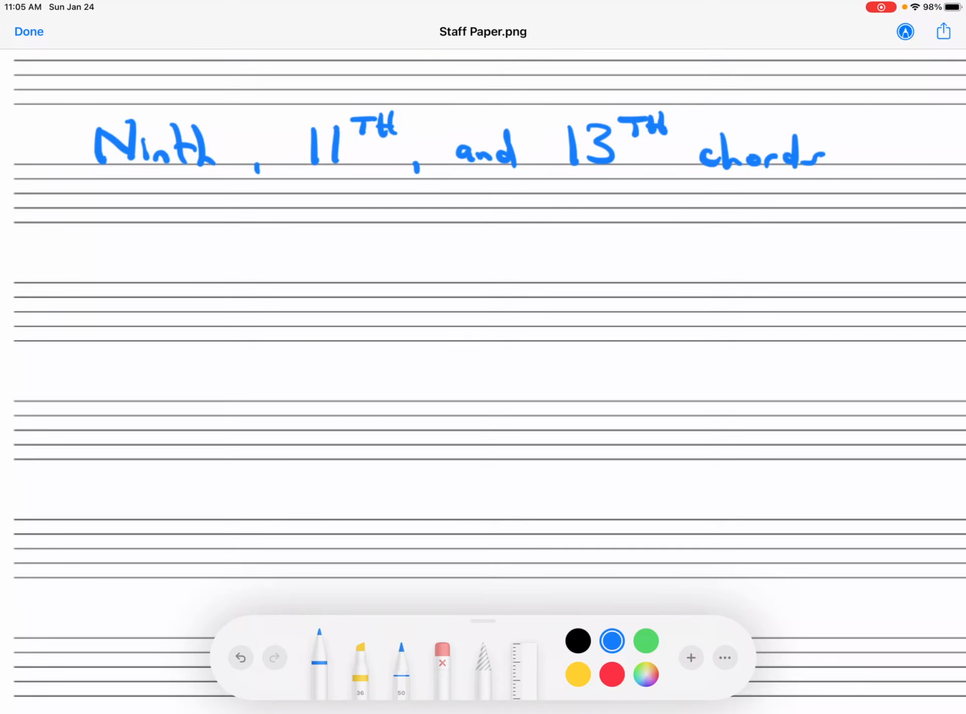In this video, I'm going to be talking about 9th, 11th, and 13th chords. Up to this point, we've been concerned mostly with triads and 7th chords. In the case of the 7th chord, most of the time it's the dominant 7th.